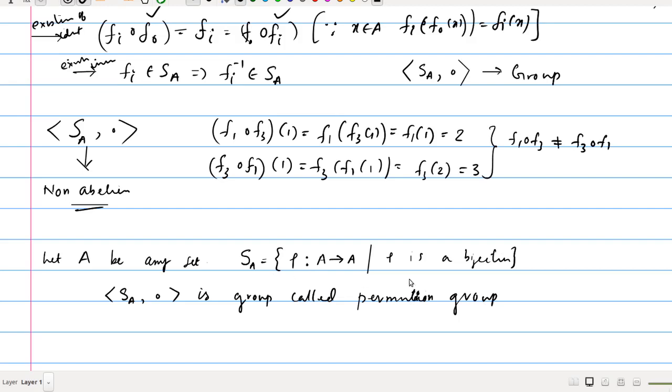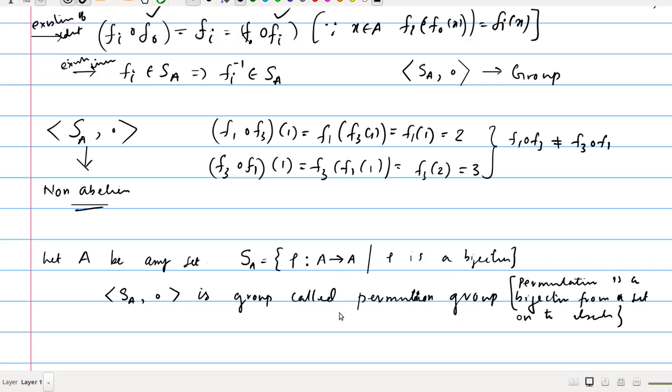The elements of SA are called permutations. That means a 1-1 onto function from A onto itself is called a permutation. A permutation is a bijection from a set onto itself. So the elements of this SA are called permutations. That's why we call this group the permutation group.